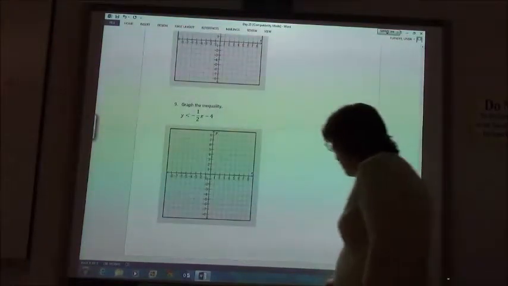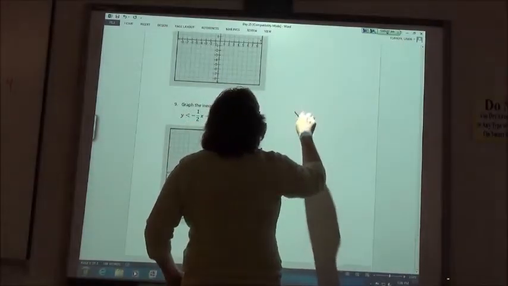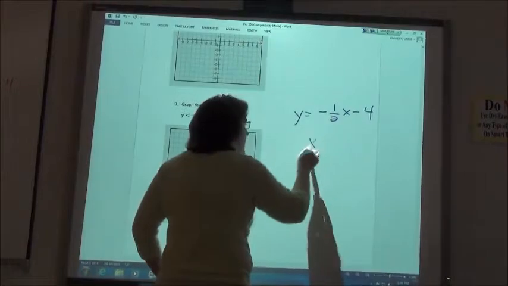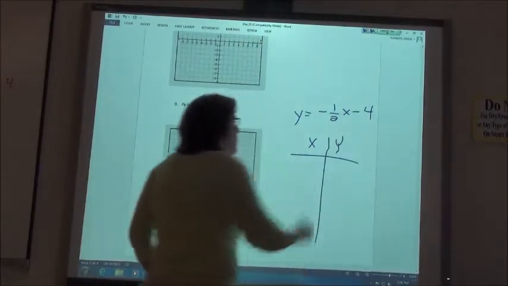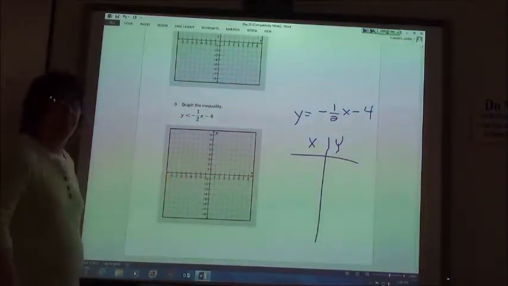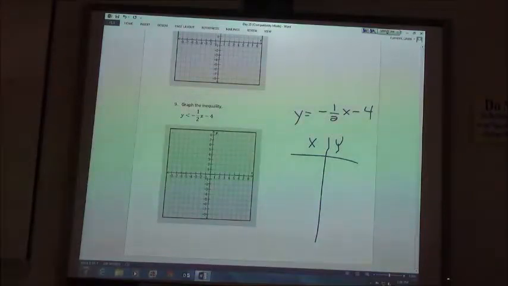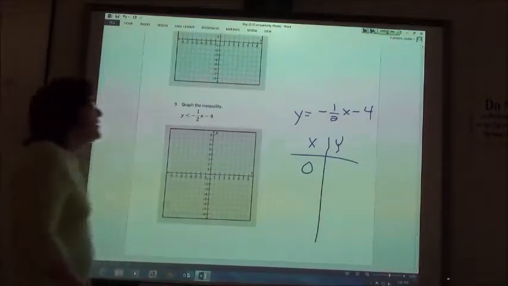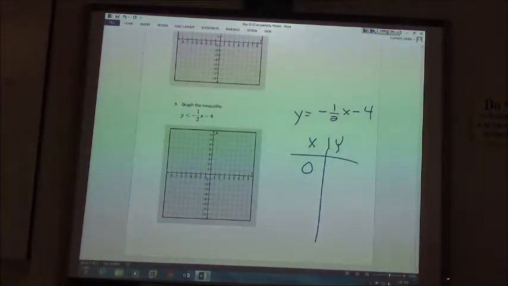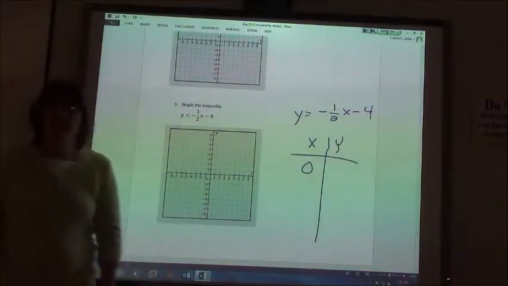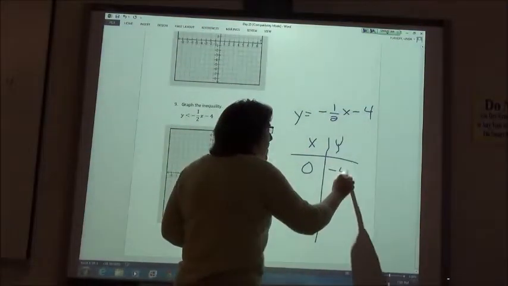And number 9 here, we're going to pretend it says y equals negative 1/2 x minus 4. And then we're going to pick some points to put in there. What might we put in for x? Zero is always a good one. If x is 0, what is y going to be equal to? Negative 4. It's just going to be that n number.